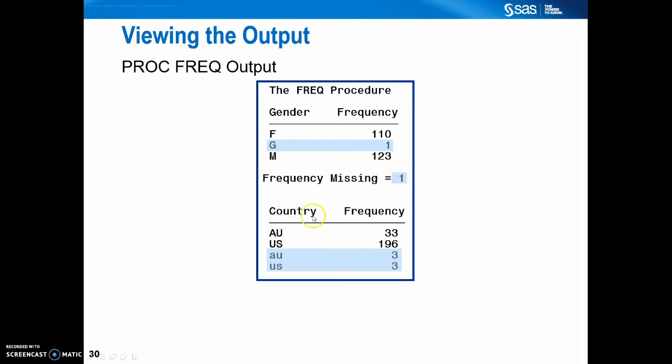For the variable country, we have data categorized as capital letter AU country and capital letter US country. And also there is small letter au and small letter us, which are also not intended in the data set.